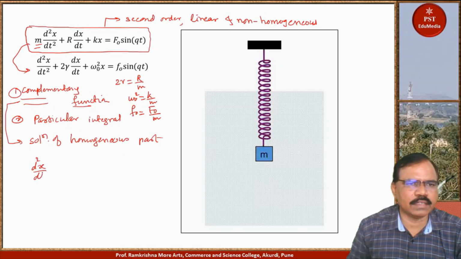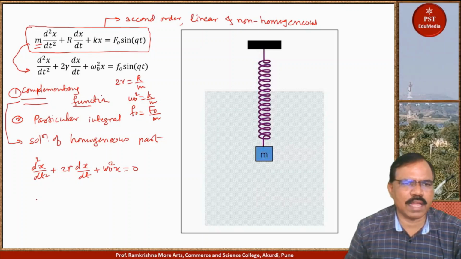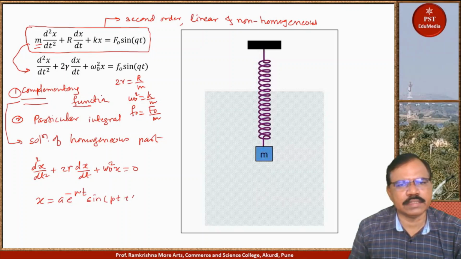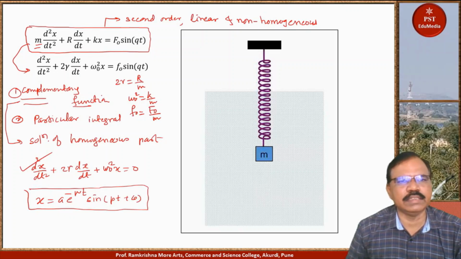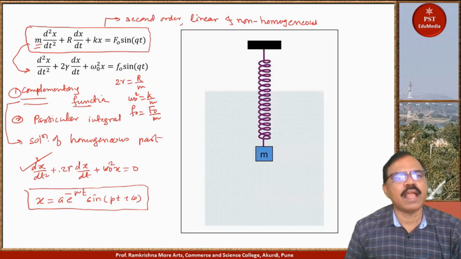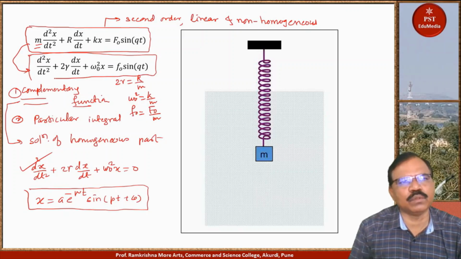d2x by dt square plus 2 gamma into dx by dt plus omega 0 square x is equal to 0. And we have already seen its solution for damped oscillations: x is equal to a e raised to minus gamma t sine (pt plus theta). So this is the solution for the homogeneous part, this one. This is called the complementary function. And the particular integral is what? The particular integral is the solution of the whole differential equation.